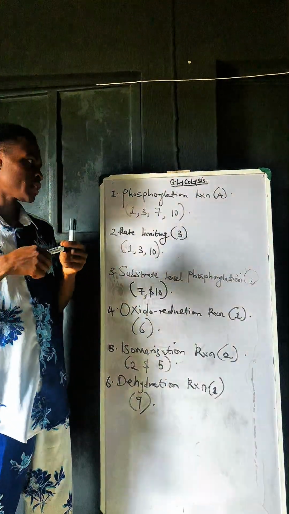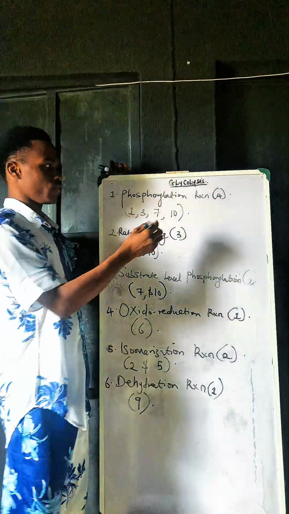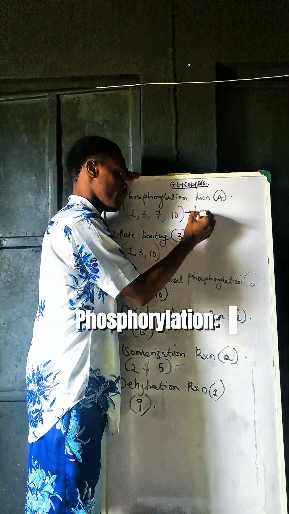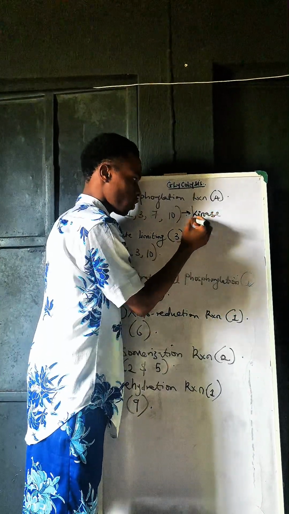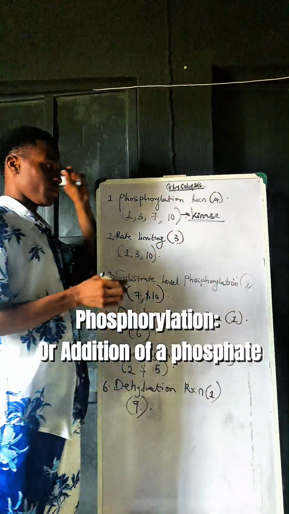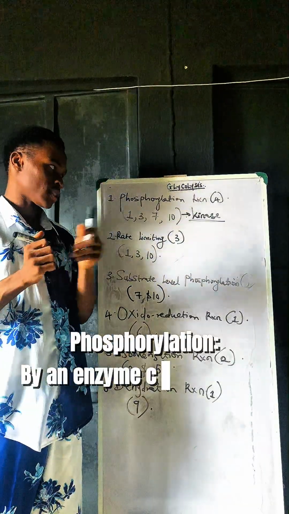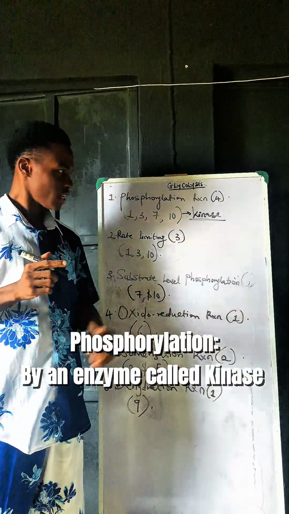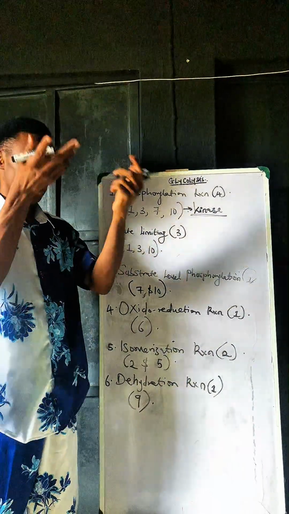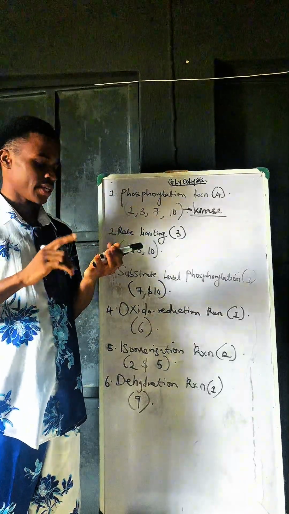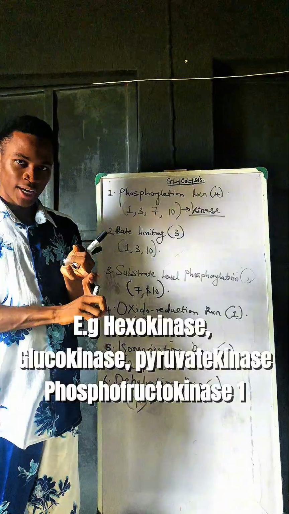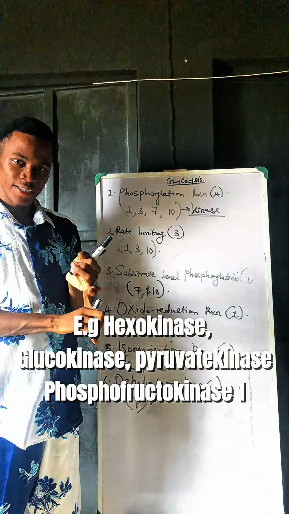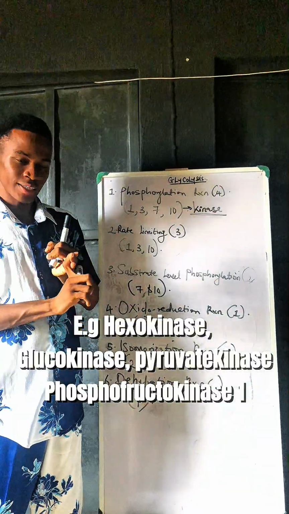The major thing I want you to know is that whenever you hear phosphorylation, it is simply the removal or addition of a phosphate by an enzyme referred to as a kinase. In the course of the video, you'll be hearing something like hexokinase, glucokinase, pyruvate kinase, phosphofructokinase 1.